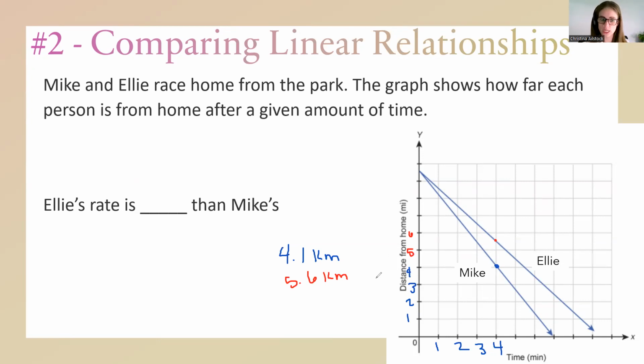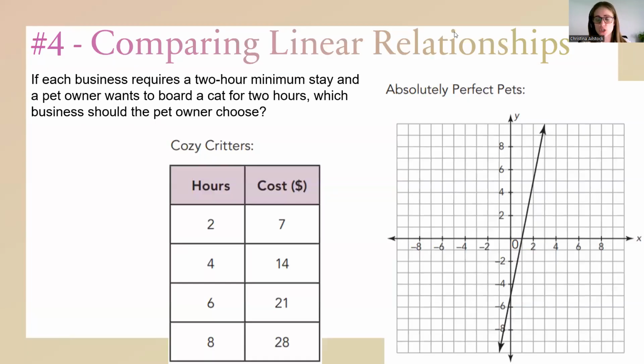All right, let's read our question here. Now that we know Mike is faster, our statement, though, says Ellie's rate is blank than Mike's. So if Mike is the faster one, that means Ellie's rate is less than Mike's. All right, this is similar to question 4 on your quiz.